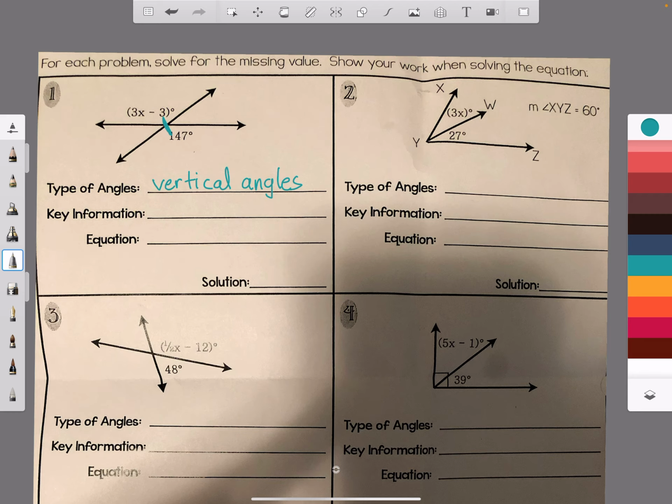So I'm not sure what it means by key information either. Key information would be maybe that vertical angles are equal. Maybe that, I'm not sure what she means. Vertical angles have the same measure, or the same degree. So the equation would be that we have 3x minus 3 is going to be equal to the 147 degrees. And then we just have to solve for x.